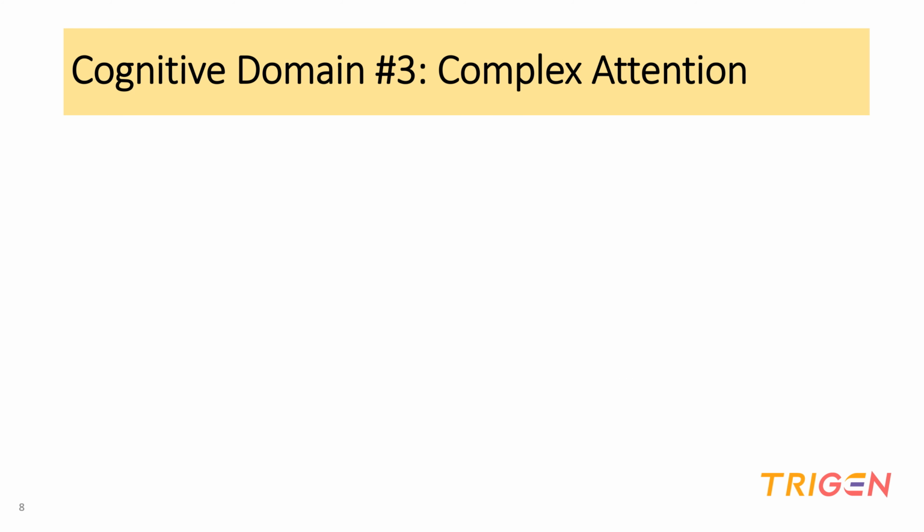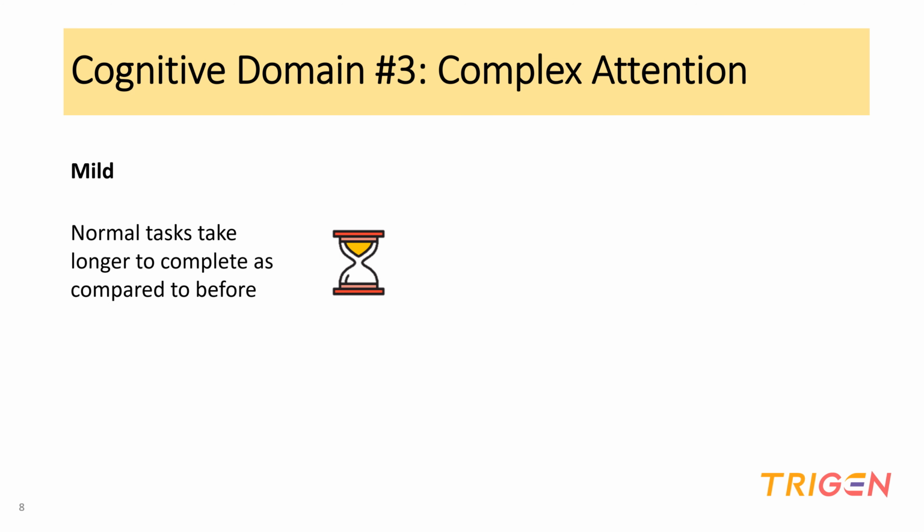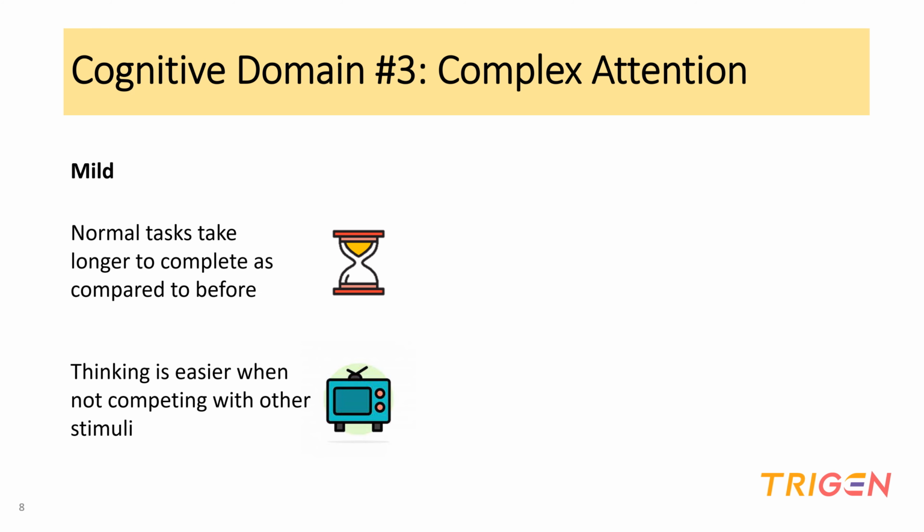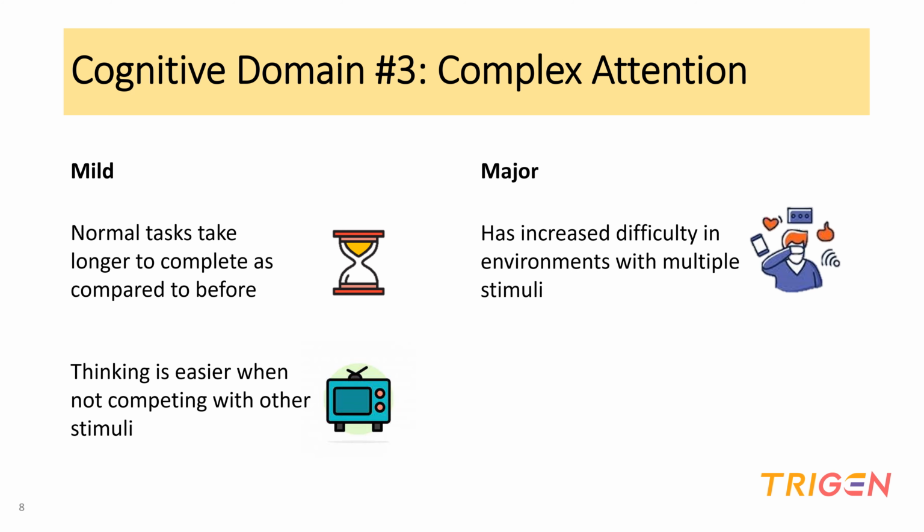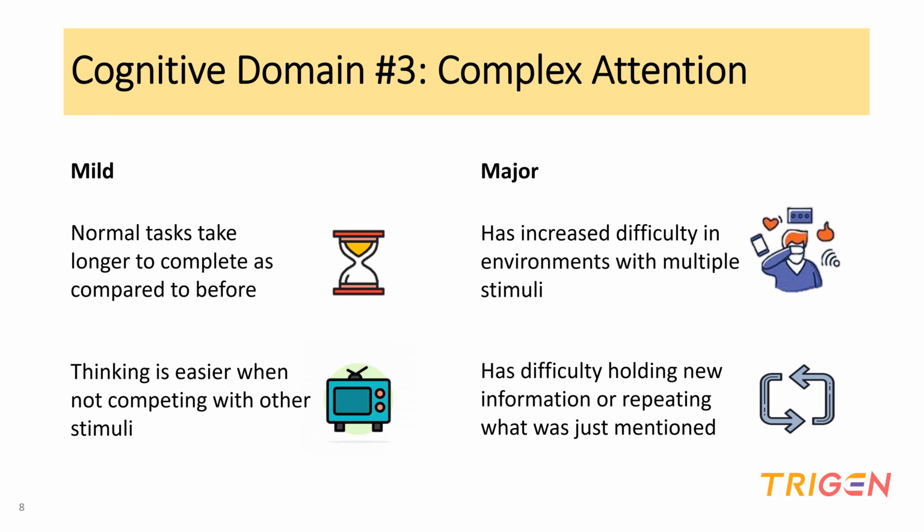The third domain is complex attention. For mild symptoms, normal tasks may take longer to complete as compared to before. Thinking is easier when not competing with other stimuli like television or background noises. For major symptoms, the elderly may have increased difficulty in environments with multiple stimuli and may be easily distracted by competing events such as television or conversations. They may also have difficulty holding new information or repeating what was just mentioned.